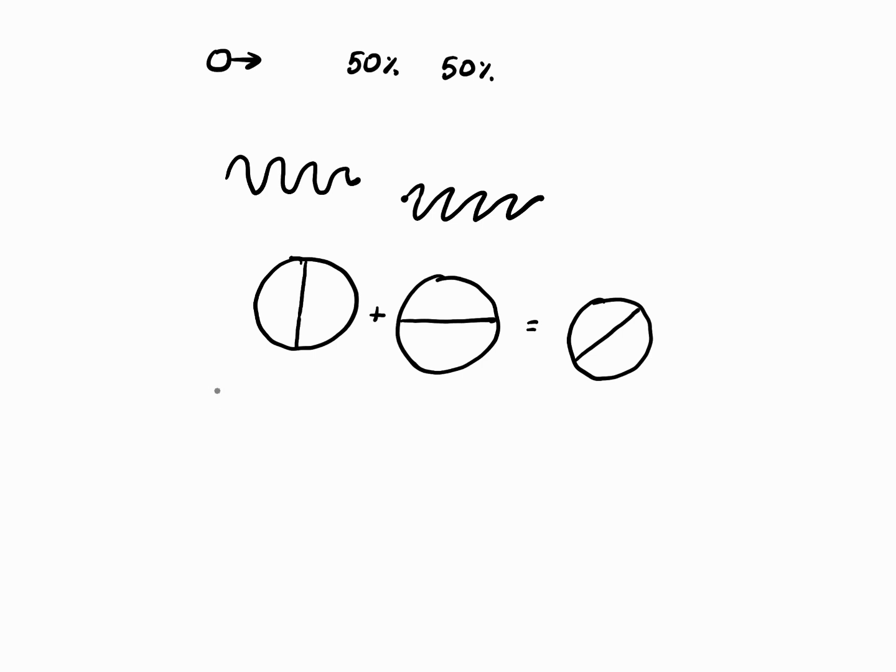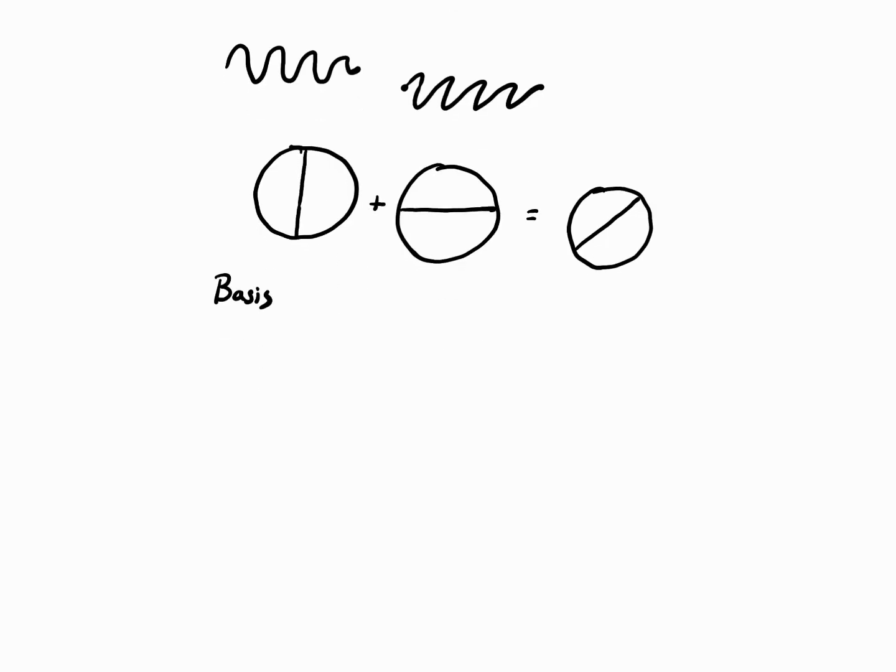Now again, in photonics, our basis in this case is going to be either the vertical or the horizontal polarization. So when I measure this 45-degree polarized photon, I will always get either a vertical or a horizontal polarization. Since this 45-degree polarization is exactly in between these two basis states, I will again get a 50% chance of being vertically polarized and a 50% chance of being horizontally polarized.